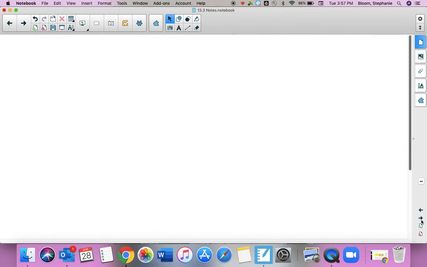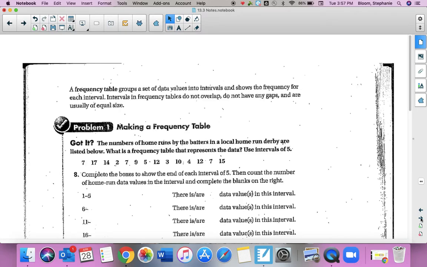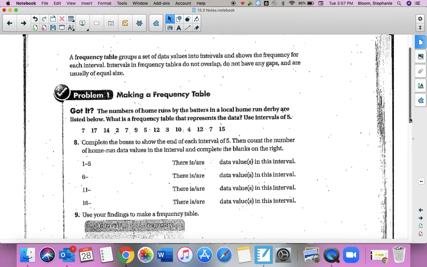All right, so let's look at this next page here. Okay, so first thing is making a frequency table. A frequency table groups a set of data values into intervals and then shows the frequency for each interval. Here is the key. The intervals do not overlap. They don't have any gaps, and they're usually of equal size.